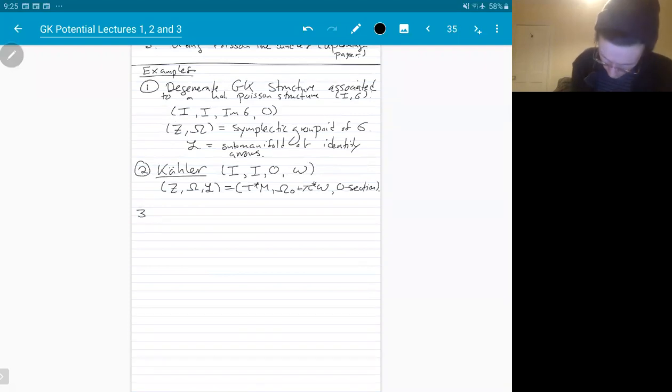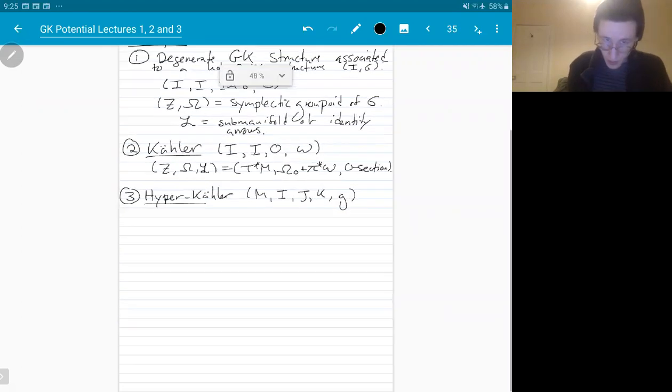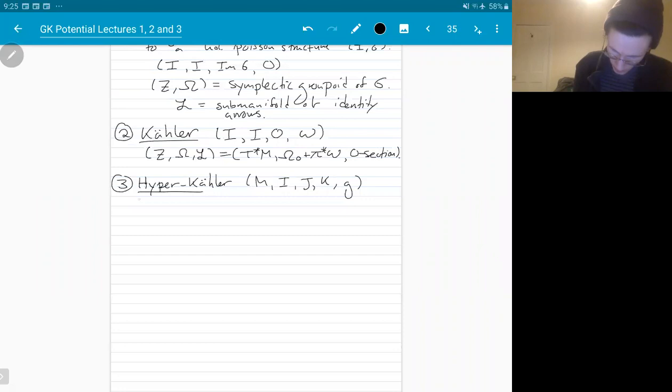Okay, so here's maybe a slightly more interesting example, which is a hyperkähler example. So if you have a hyperkähler manifold, then the generalized Kähler structure that you can get, you kind of have to break the symmetry to do this, but one generalized Kähler structure that you can get out of this is as follows.